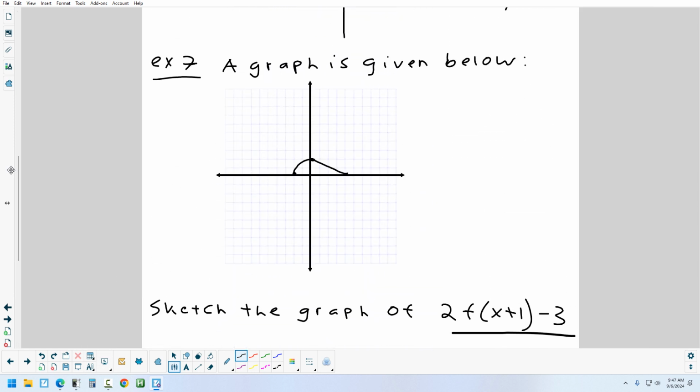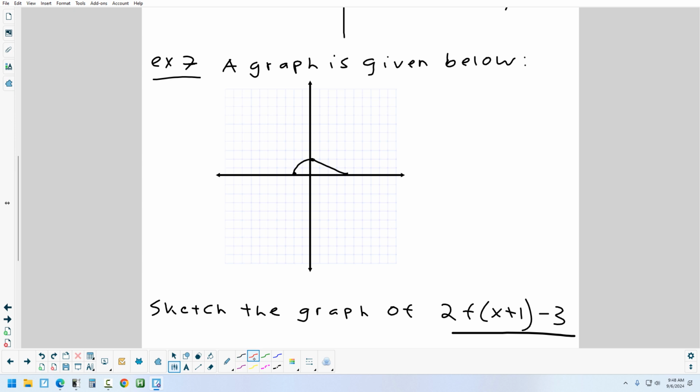If I want to take that image and perform all those transformations on it, can anybody tell me which number I would focus on first? This has to do with the order of the transformations we talked about yesterday. Yep. Would you focus on the 2 first? No, you wouldn't focus on the 2 first. There's a transformation that comes before that one. Yeah? The plus 1.